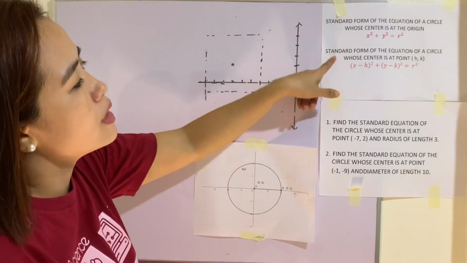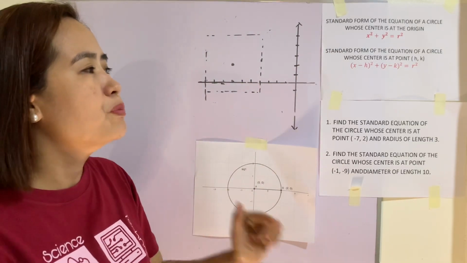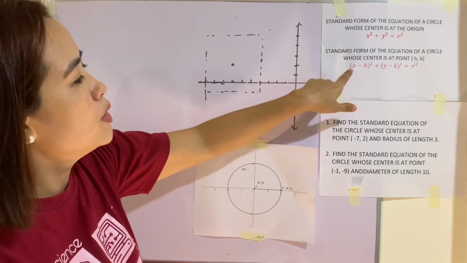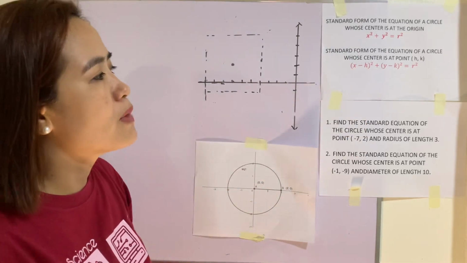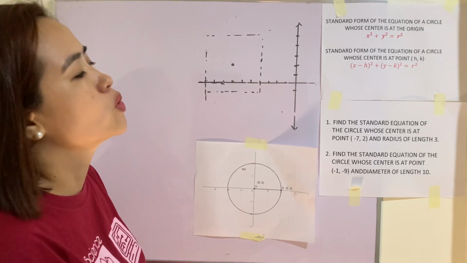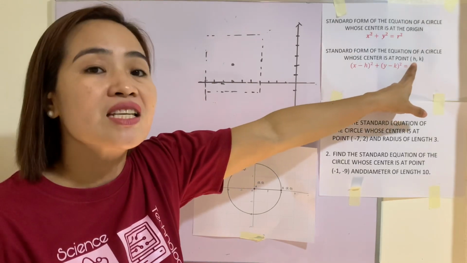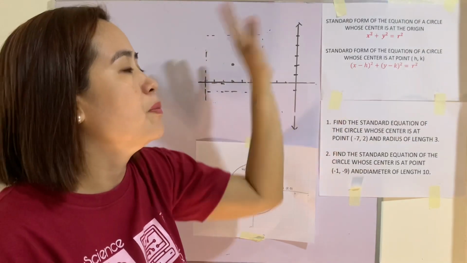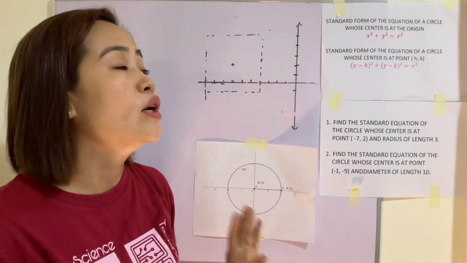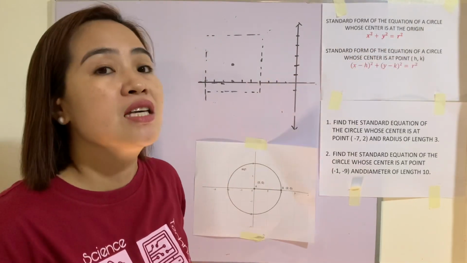Now, what about the standard form of the equation of a circle whose center is at any point (h, k)? We will be using the formula (x minus h) squared plus (y minus k) squared is equal to r squared. Take note that (h, k) here is the center, meaning any point on the rectangular coordinate system. So here, the center is the origin.